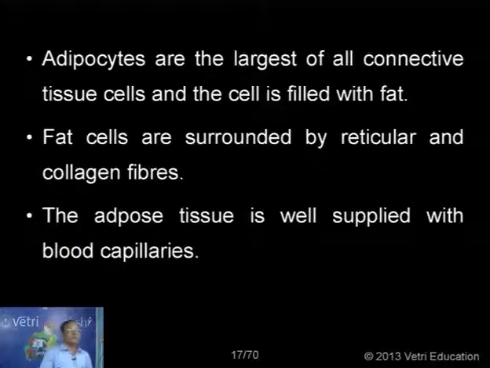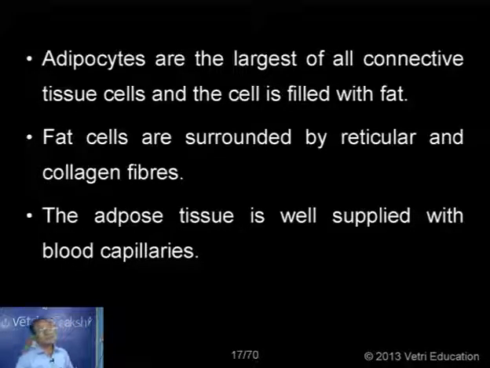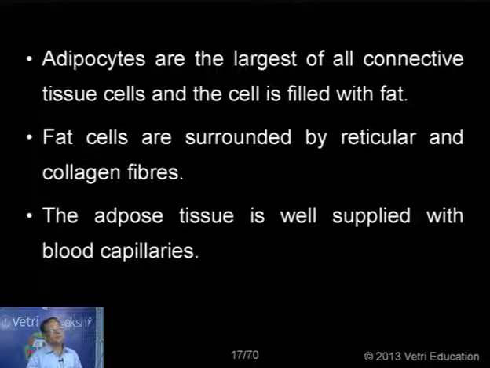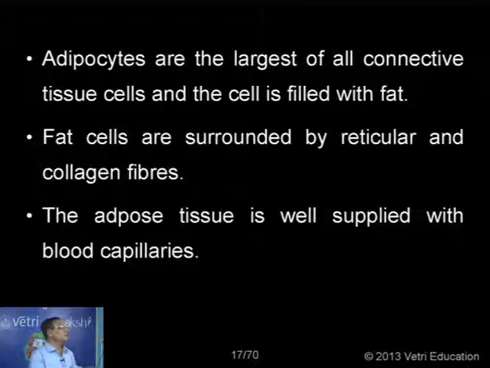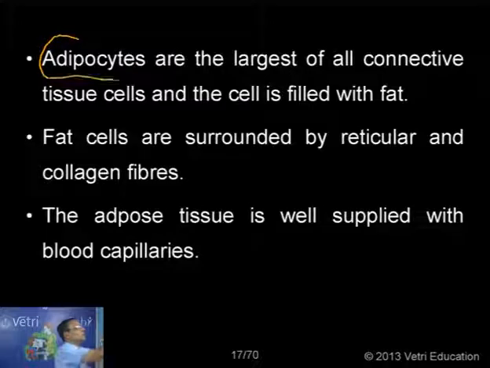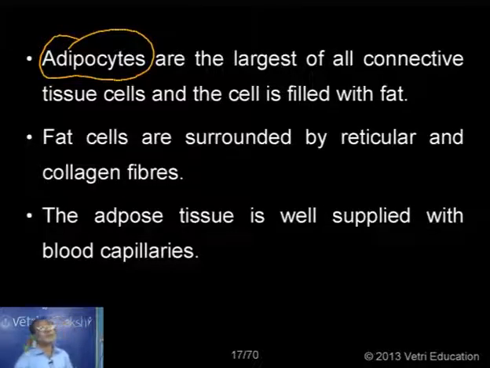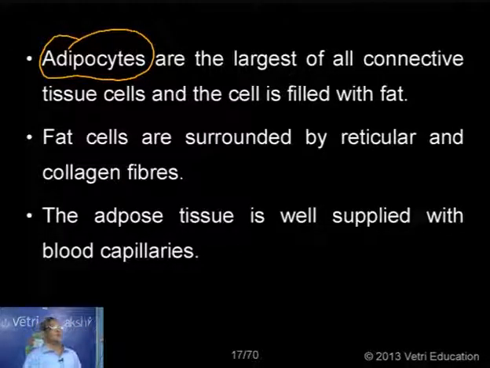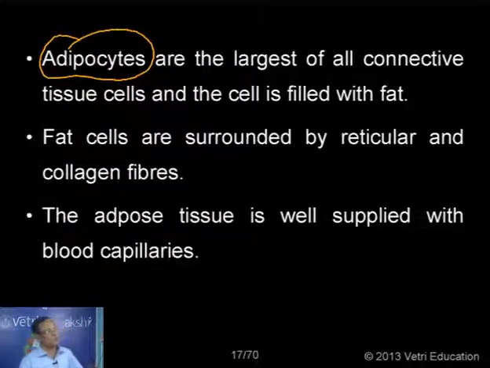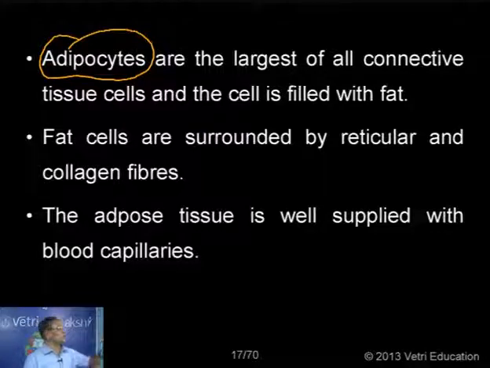Then we have a number of cells. What we have mentioned: adipocytes, mast cells, histiocytes. Of all the cells found in any connective tissue, these adipocytes are the largest. The reason is that the cell is filled with a large amount of fat, fully laden with fat. So we have the mast cells, histiocytes, macrophages, plasma cells, fibroblasts. Of all these cells of the connective tissue, it is the largest one as it contains a large amount of fat.